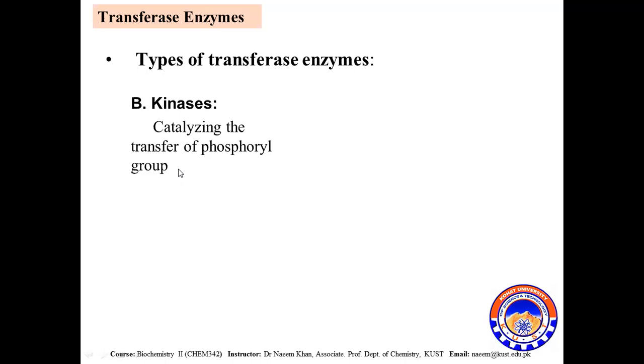If we consider the electron transport chain, and also if we recall that in glycolysis the first reaction is a phosphorylation, where glucose gets phosphorylated and we get glucose 6-phosphate, then kinase enzymes are important ones. These are the transferase enzymes which transfer the phosphate group from one substrate to another.